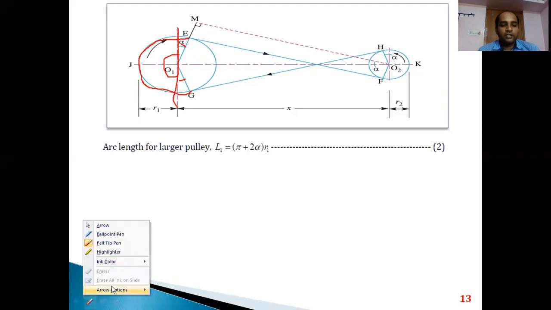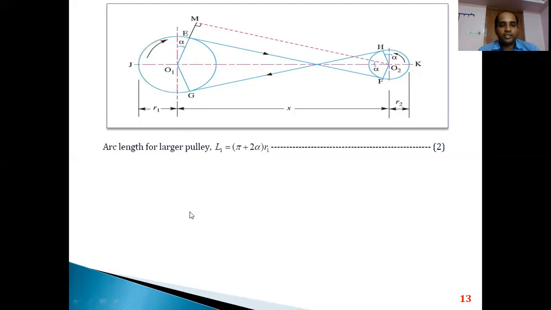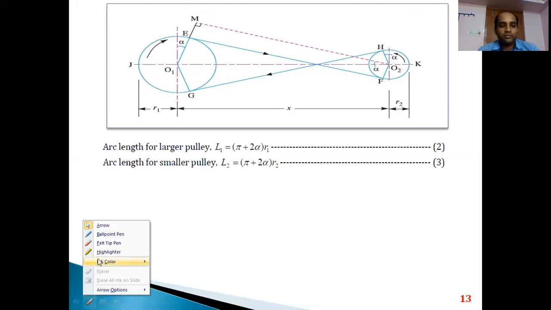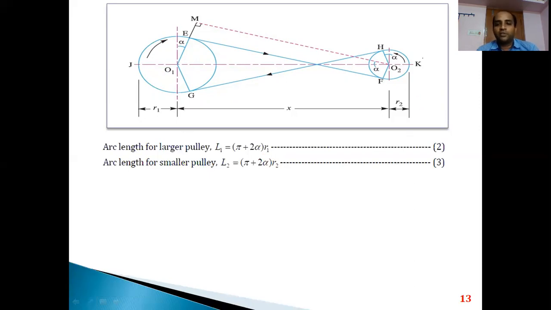Similarly, we need to calculate the arc length for the smaller pulley also. It is calculated in this fashion. Here also we need to find the arc length for the smaller pulley using the same method, from where it comes into contact. So from point H, the belt comes in contact with the pulley, traveling through H, K, up to F.